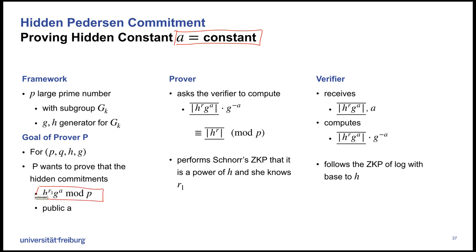So what I do is, the prover asks a verifier to just divide by g to the minus a. And what I get is h to the r, and I just have to prove that h to the r is again h to the r. It's very important to make a zero knowledge proof afterward. And you could say, why don't you publish r?